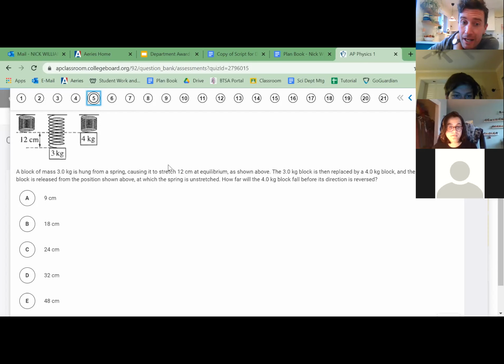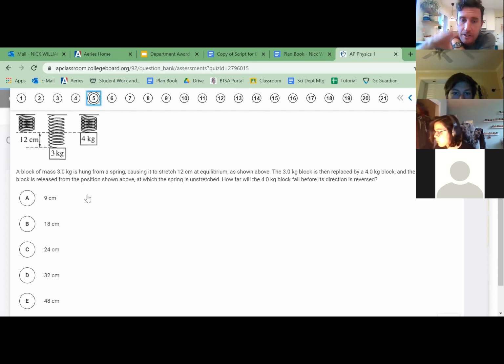That's using the equation F equals KD, or F equals K times X, I think is listed on the AP equation sheet. And since I'm increasing the force by 4/3, I need to increase the distance by 4/3 because the spring constant remains the same. Now that gets me to 16 centimeters, but 16 is not an option here. So 16 centimeters would be to equilibrium.